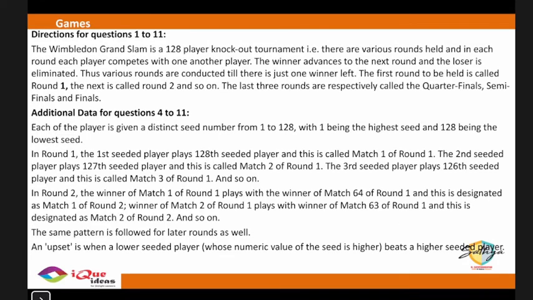Okay. This is our knockout concept again. The Wimbledon Grand Slam, 128 player knockout. Exact same data. Read it, but it's exactly the same thing. The explanation of a knockout is given. Can I move to the questions? All the knockout rules, including seeds and upsets, are in this.